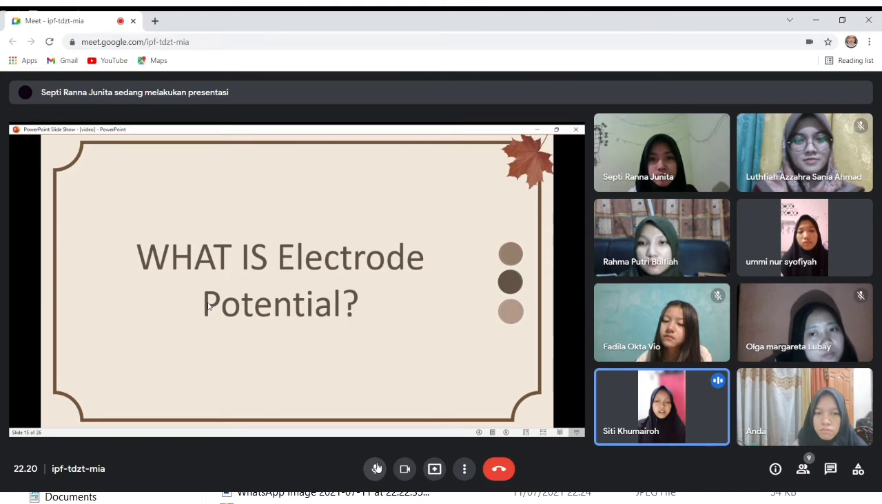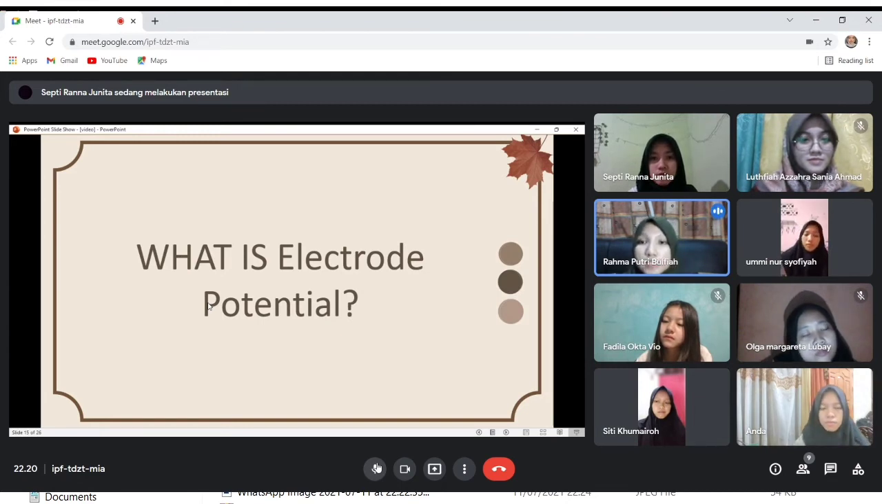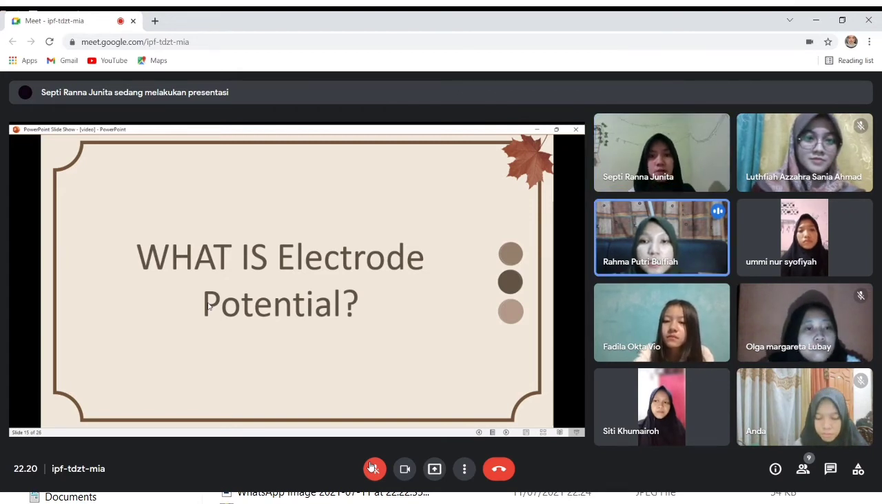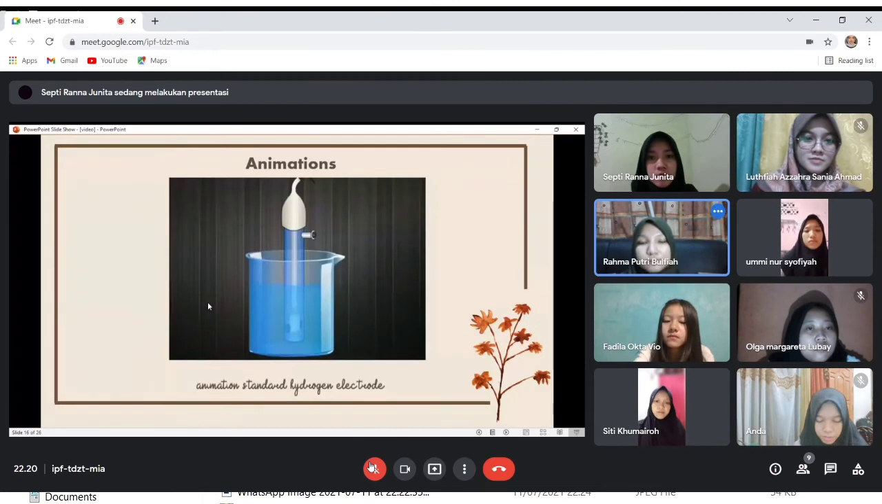What can the standard electrode potential be used for, Miss? Okay, that is a good question. Standard electrode potential can be measured using the standard hydrogen electrode or SHE. The SHE consists of a platinum wire that is connected to a platinum surface with an aqueous solution containing 1 molar of hydrogen ions in equilibrium with hydrogen gas at 1 atmosphere. To understand it, please look at the animation and see what happens at the standard hydrogen electrode.